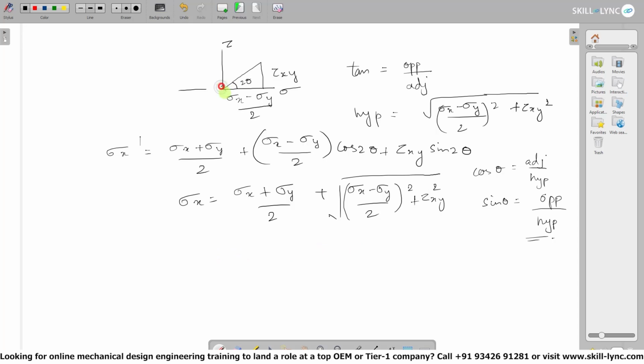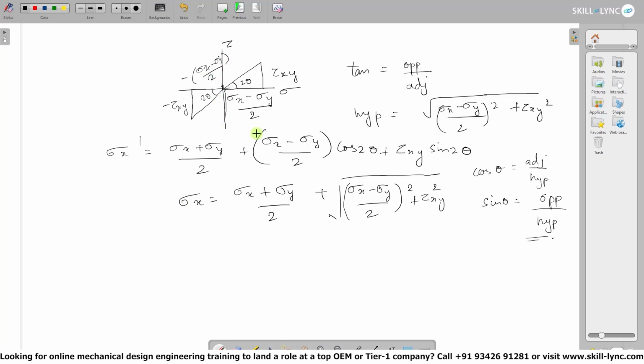Now because we have values in both the quadrants and we know that the in-plane normal stress is both maximum and minimum, we have one more triangle to take care of with the same 2 theta. And now here our tau value is going to be minus tau xy and in the same way our sigma value is going to be minus sigma x minus sigma y divided by 2.